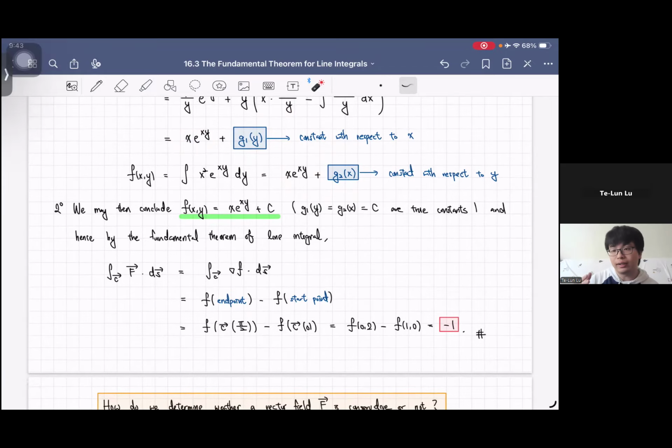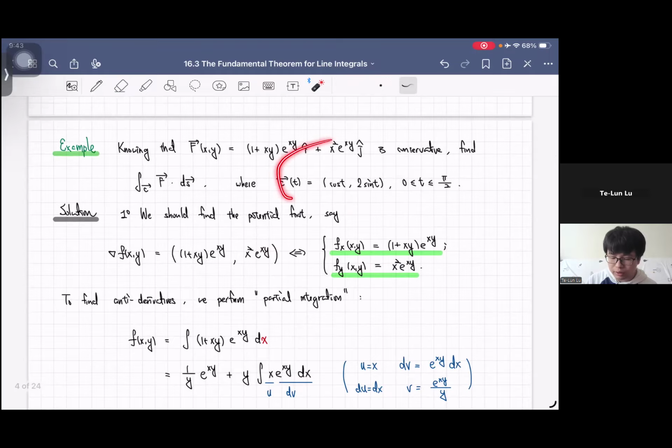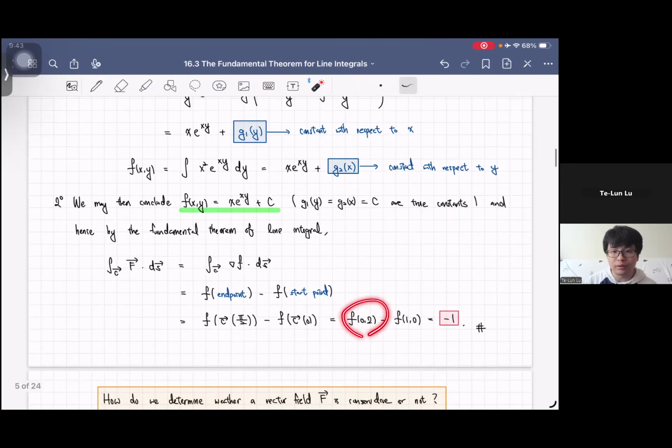We know that taking the gradient of it will give f. Then you can do your line integration via the fundamental theorem of line integration. The integration over a gradient vector field is simply that potential function evaluated at the endpoint and the start point, and we subtract those. In this case, the endpoint will be c of pi over 2, and the starting point will be c of 0. So c of pi over 2 in this case will simply be (0, 2), right? And c of 0 will simply be (1, 0). So you have f of (0, 2) minus f of (1, 0), and it should be minus 1.